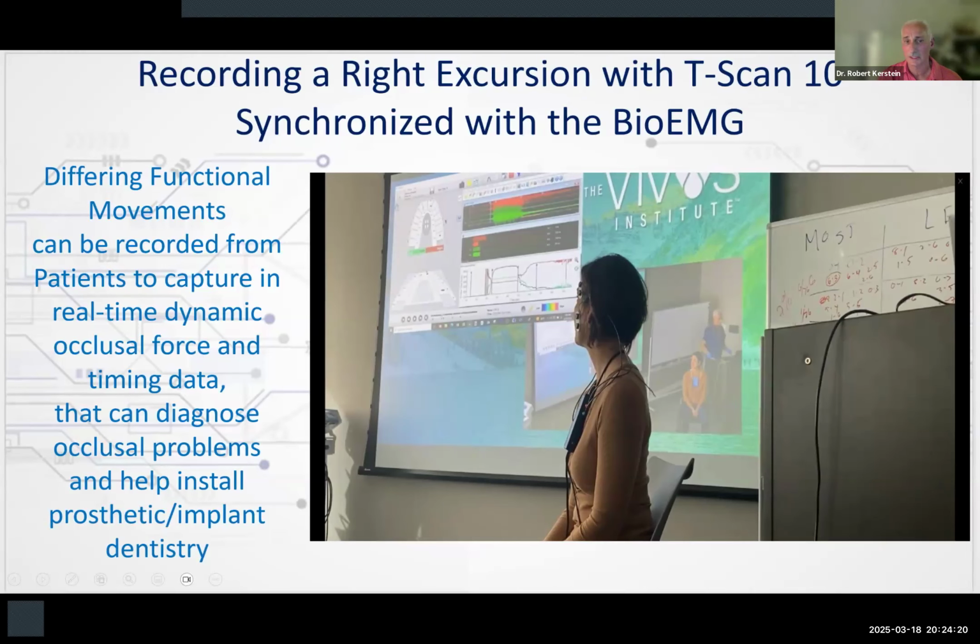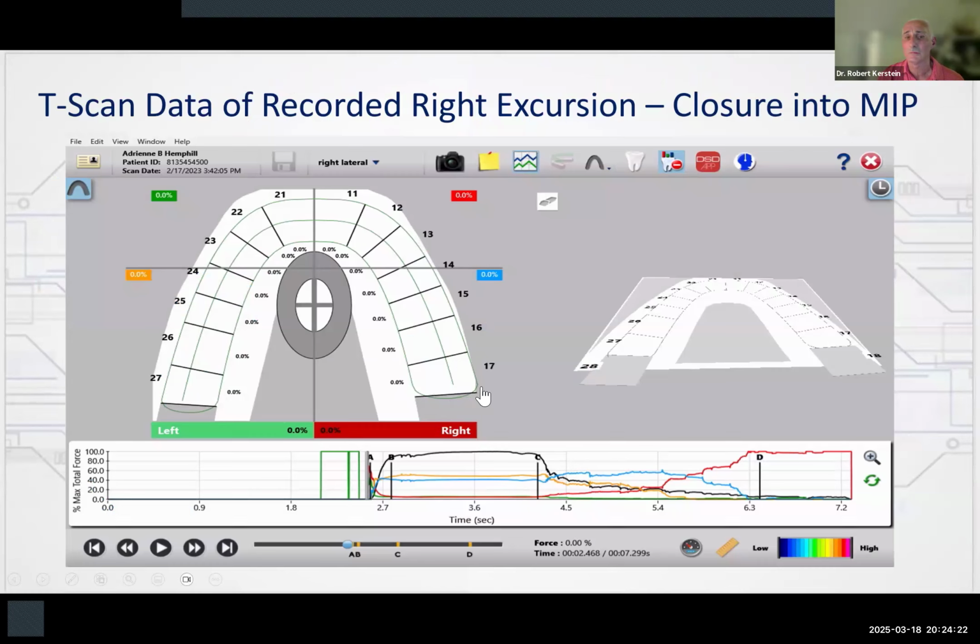So let's look at her data, right? So to give you some orientation, this is the 2D upper arch. We're looking at as if we were looking down on the maxillary teeth, the left side and the right side. This is the three-dimensional column view. This feature at the bottom is called the force versus time graph. And this actually shows you the entire recording from start to finish. So here's where I turned the recording on. Here's where she bit down. The black line is total force, so she's rising to full force. Here she wavers in her bite a little, and then at C, she makes a right excursion.